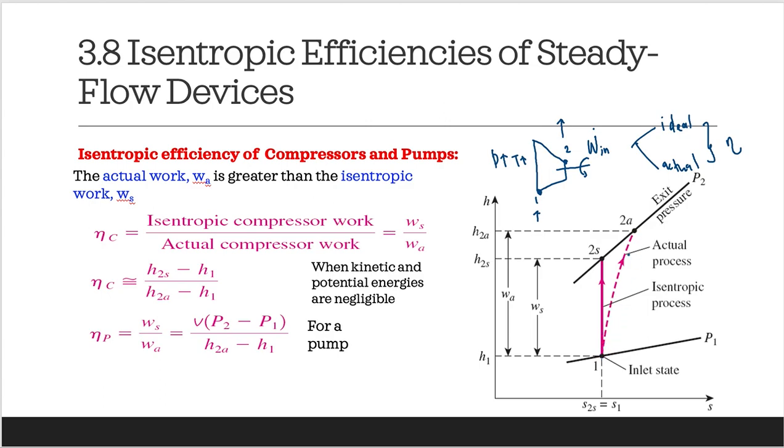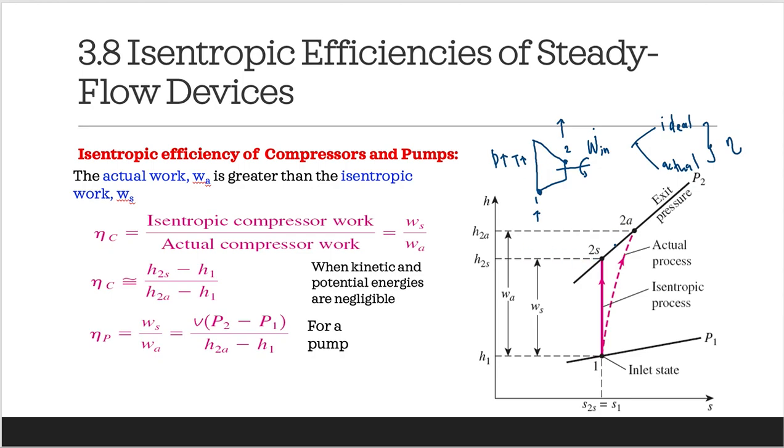Okay, so if the process is an ideal process, then we can say that entropy 1 is equal to entropy 2. And since this is an isentropic process, I say that S is S2S. But if it is an actual process, I can say that the entropy here is S2A.